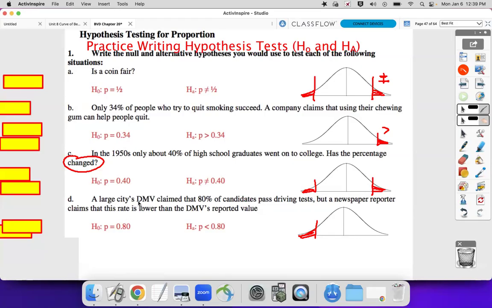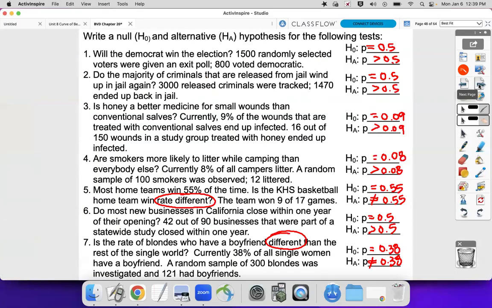A large city's DMV claimed that 80% of candidates pass driving tests, but a newspaper reporter claims this rate is lower. So we're going to say the null hypothesis is p is 80% or 0.8, and the reporter's claim is that it's less than 0.8. So now you're in a lower tail. Okay, I'm going to let you read these in the notes. I'm not going to read them all to you.